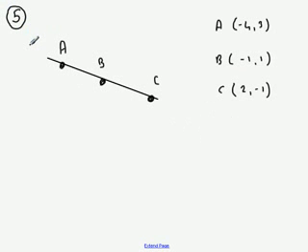Question 5. Show that the points A, B and C are collinear, where A is the point negative 4, 3, B is negative 1, 1 and C is 2, negative 1. Collinearity means that points lie on the same straight line. Two pieces of information we need to show that points are collinear is that we have a common point and that the gradient of AB is equal to the gradient of BC. Let's first of all prove that the gradient of AB is equal to the gradient of BC.